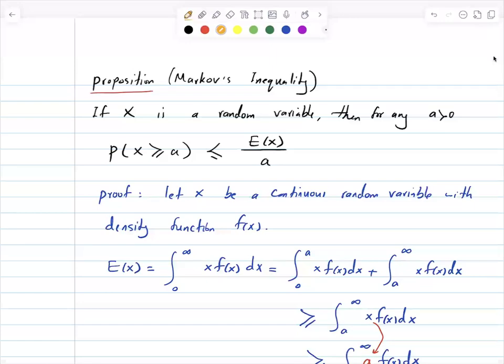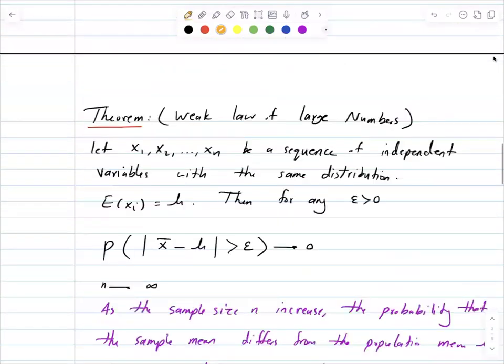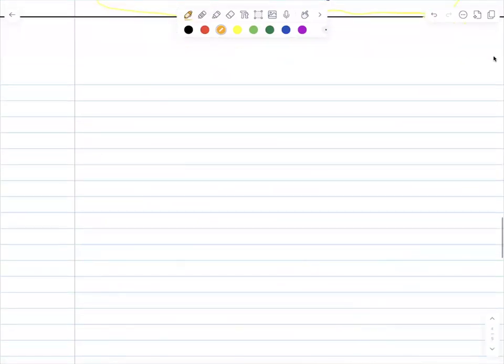So we just introduced Markov's inequality, Chebyshev's inequality, and the weak law of large numbers. Let's go over a few examples for you. Okay, let me write down the question first.